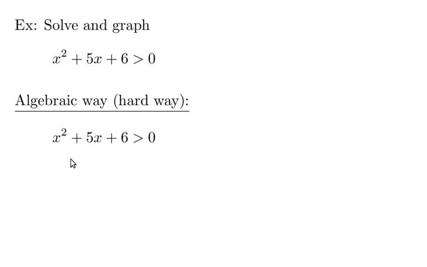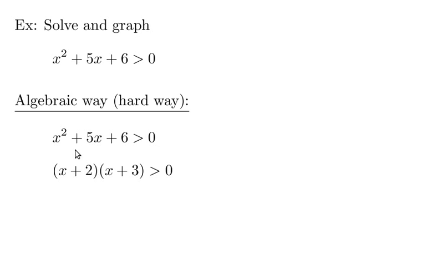So let's go ahead and factor this out. Before, I didn't factor it out, I just used the quadratic, but for this method we want to factor it out. So we'll factor it out by saying that x plus 2 times x plus 3 is greater than 0.